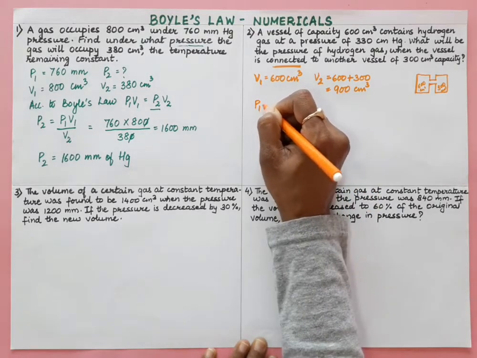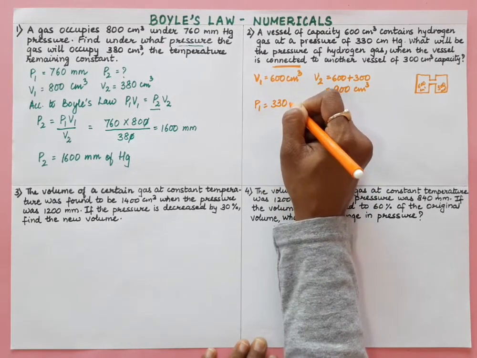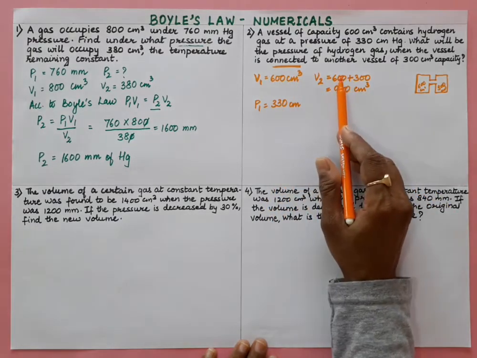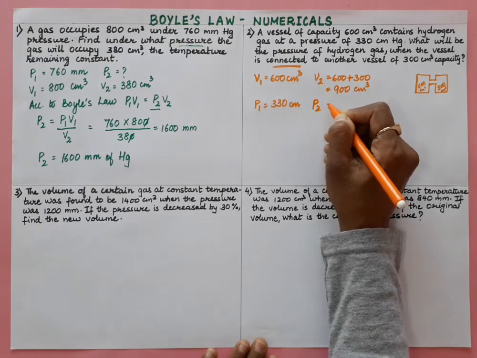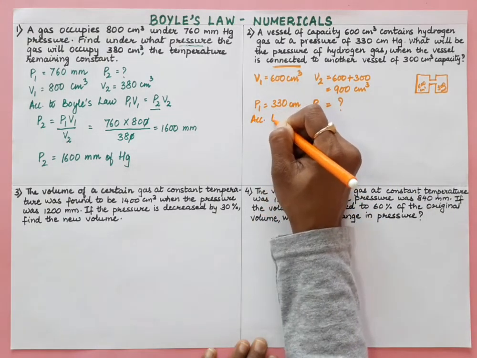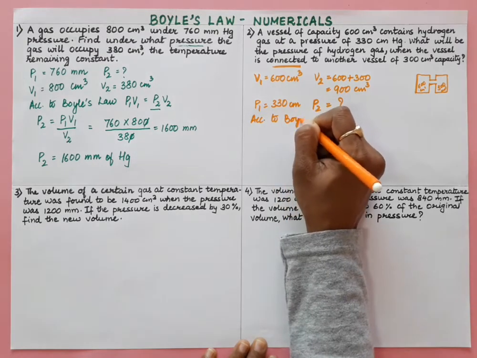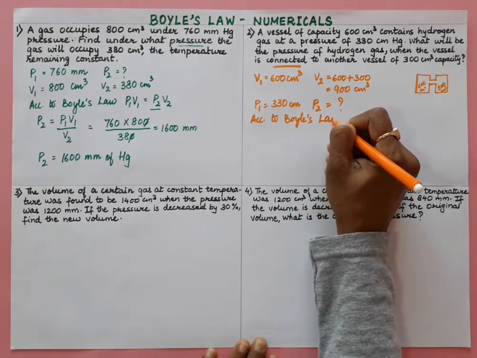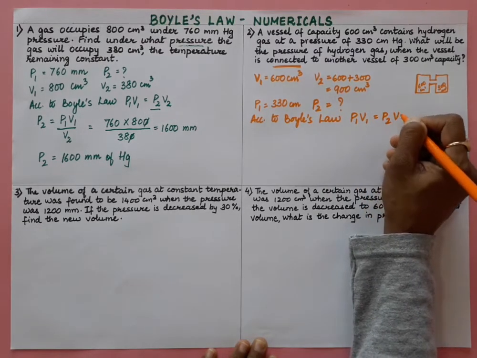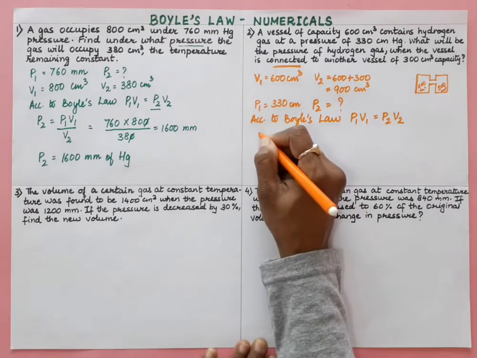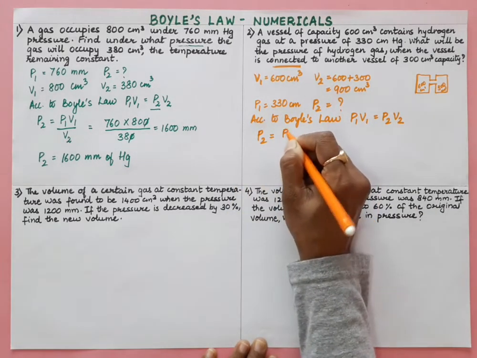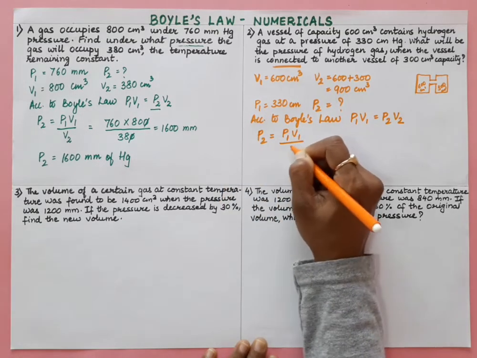Now what is P1? P1 is 330 cm Hg. So when this is the volume, this is the pressure, and when this is the volume, what is the pressure? The pressure is what we have to calculate. According to Boyle's law, you always have to write the formula, without which you cannot solve. So P1 V1 equals P2 V2, right? Again we have to calculate P2, so P2 equals P1 V1 upon V2.